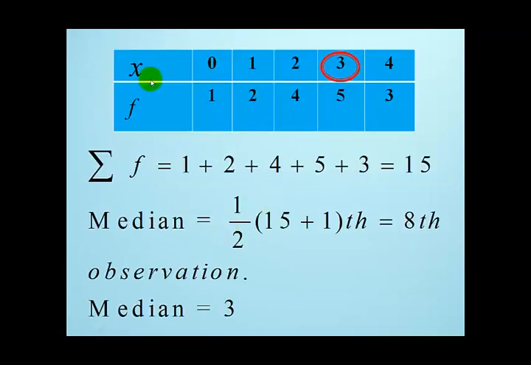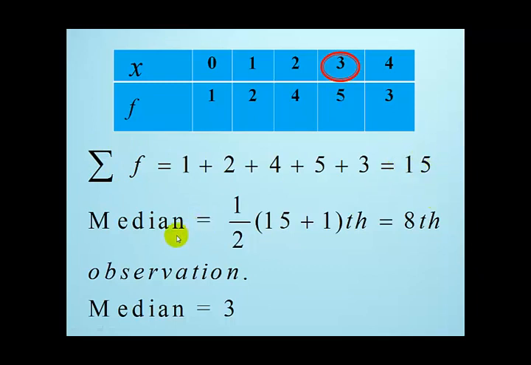Now we are given the table x and f. We have the x values and this is the frequency. Now summation f, that is total frequency, will be 1 plus 2 plus 4 plus 5 plus 3. So 1 plus 2 plus 4 plus 5 plus 3 is equal to 15. So the total frequency, summation f, is equal to 15. And we can see that 15 is an odd number.